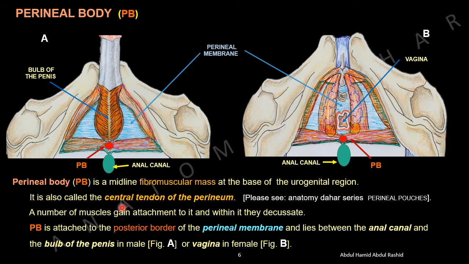It is also called the central tendon of the perineum. A number of muscles gain attachment to it, and within it they decussate. The perineal body is attached to the posterior border of the perineal membrane and lies between the anal canal and bulb of the penis in male, and between the anal canal and vagina in the case of female.